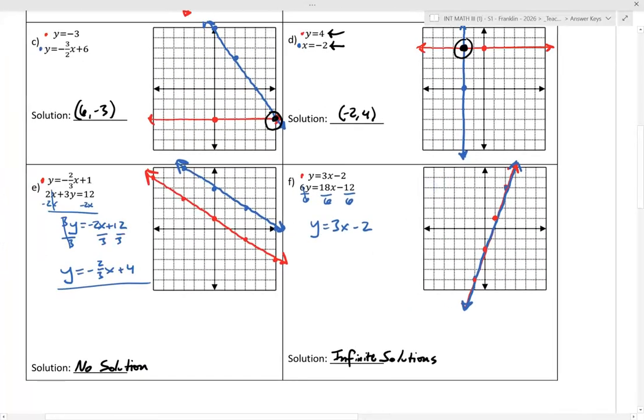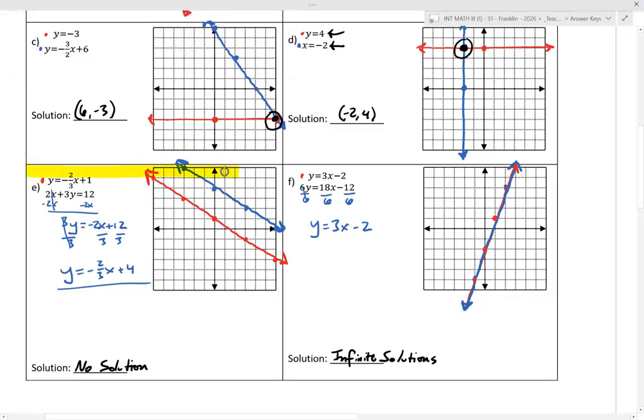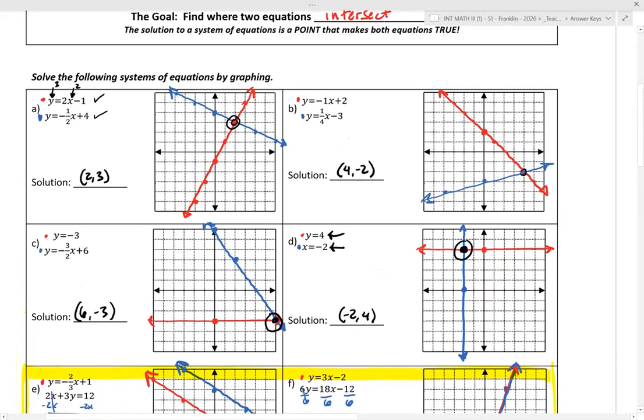So those last two here, these are the special cases to watch out for. Parallel lines have no solution. If they're the same line, they have infinite solutions. All other types and situations you'll see where they intersect one time, they will have one solution each, and it's the point where the two lines intersect.